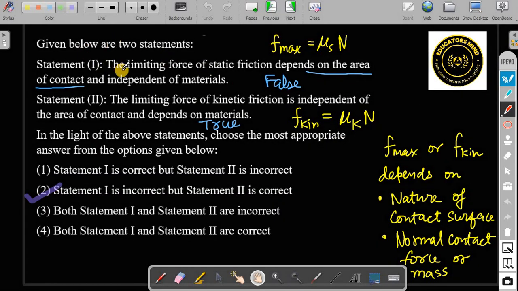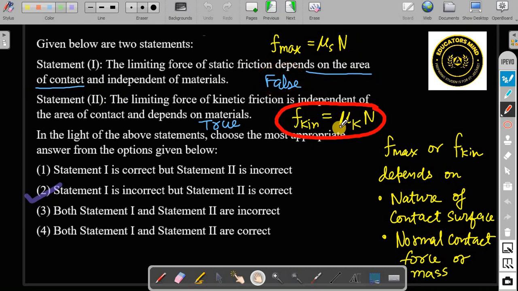The next question is a reasoning based question. They are saying that the limiting force of static friction means maximum static friction. Maximum static friction is mu s into normal. That depends on area. First of all, you should know friction does not depend on area. So the first statement itself is wrong.